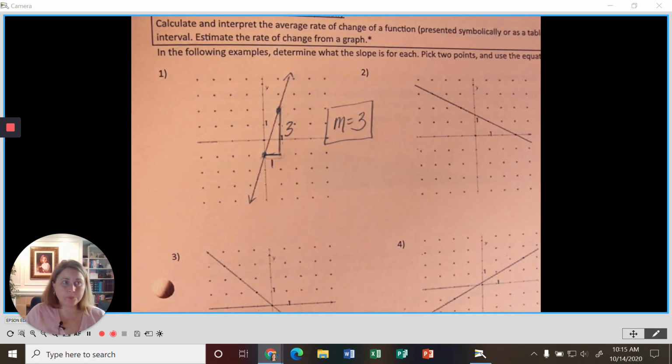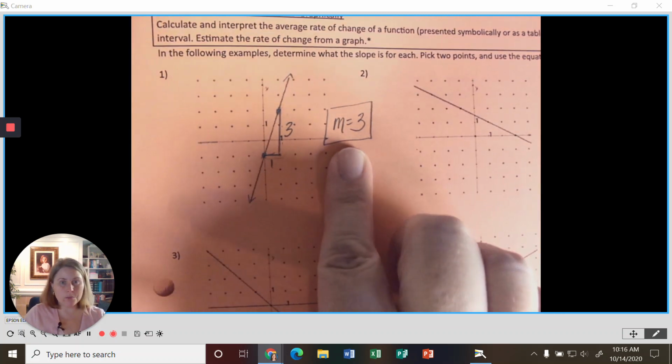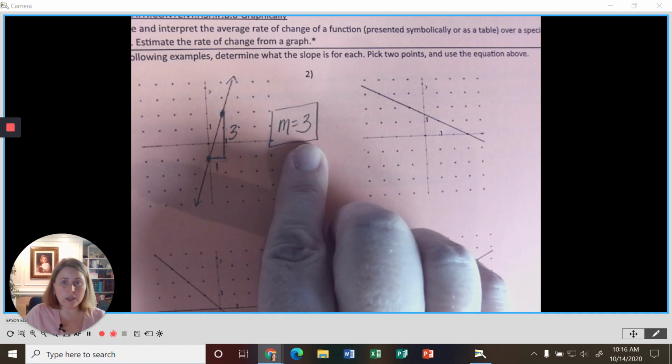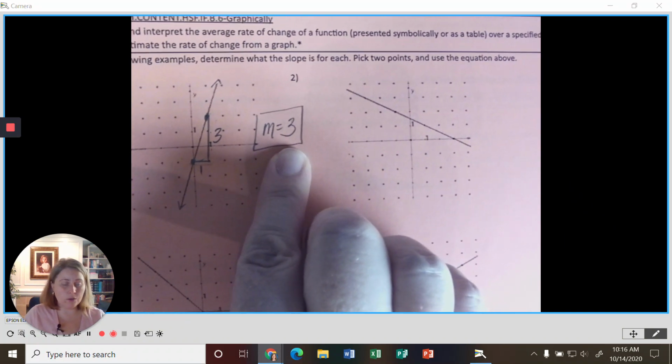And I don't need to write the positive 3. You can if you want. I don't need to write the over 1. You can if you want. It would not be incorrect if you did that, but I just prefer to put the simpler answer sometimes. Sometimes I'll put it as 3 over 1. You need to be comfortable recognizing it in either format.